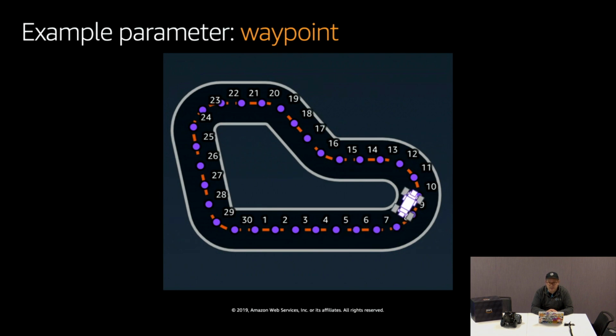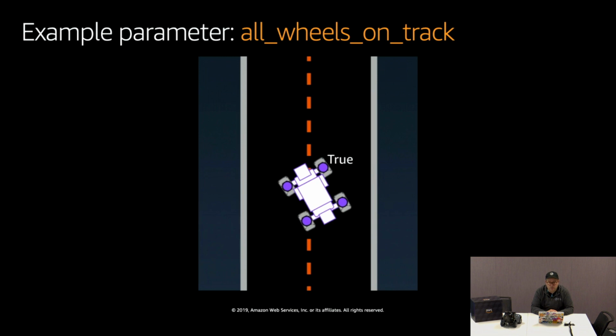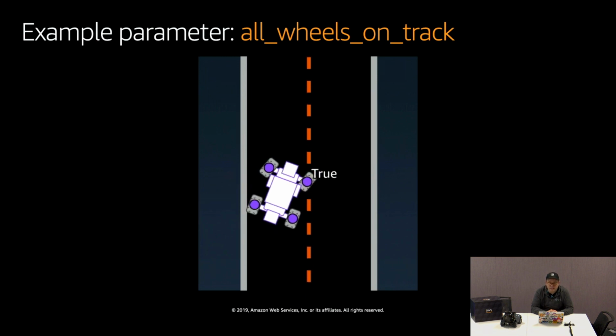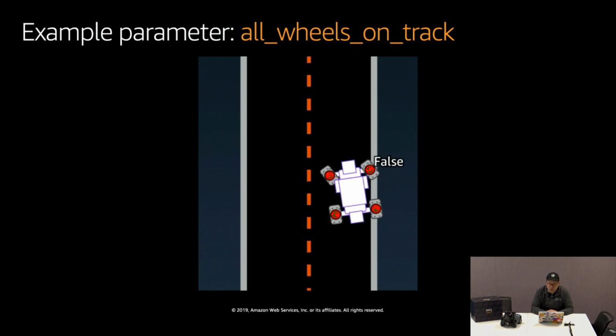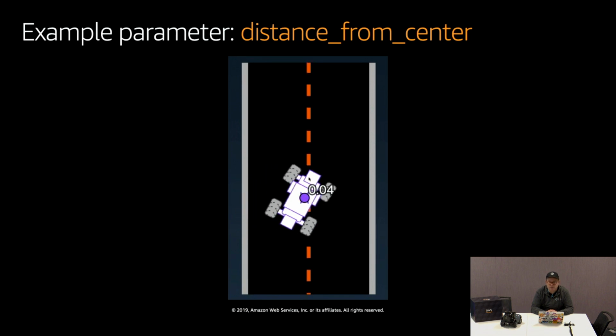This one is for waypoints. So starting from 1 all the way around to 30, you can potentially use the waypoints to help you understand where you want to brake and accelerate. And then whether all the wheels are on the track or not. Maybe you want to race hard on the racing line, which means that sometimes your wheels are going to come off the track. And then the one I've already mentioned, which is how far you are from the center line.